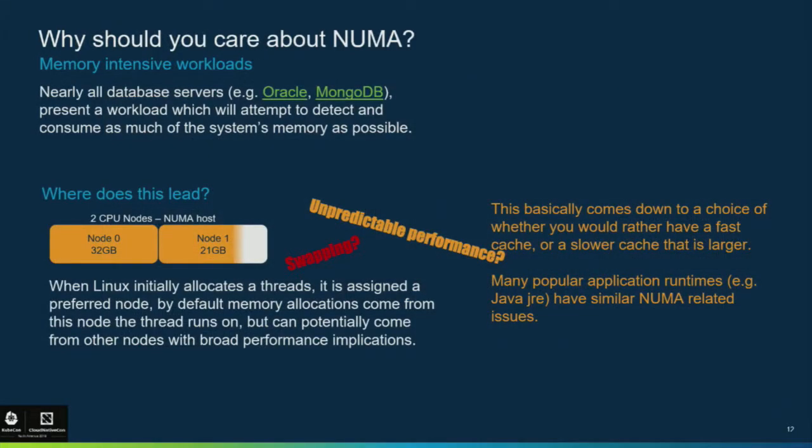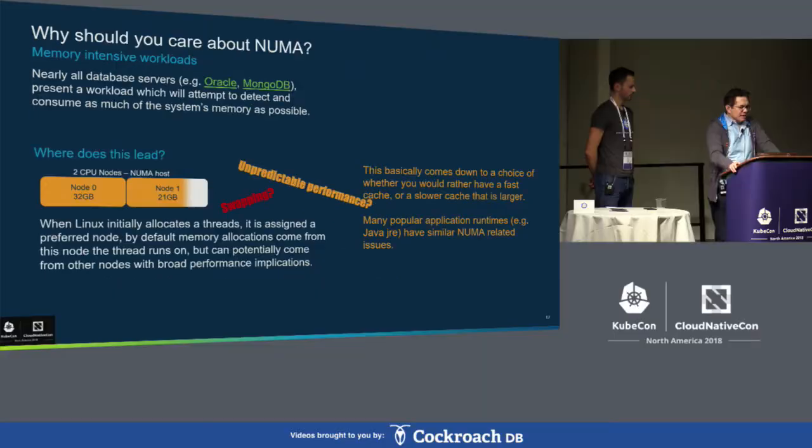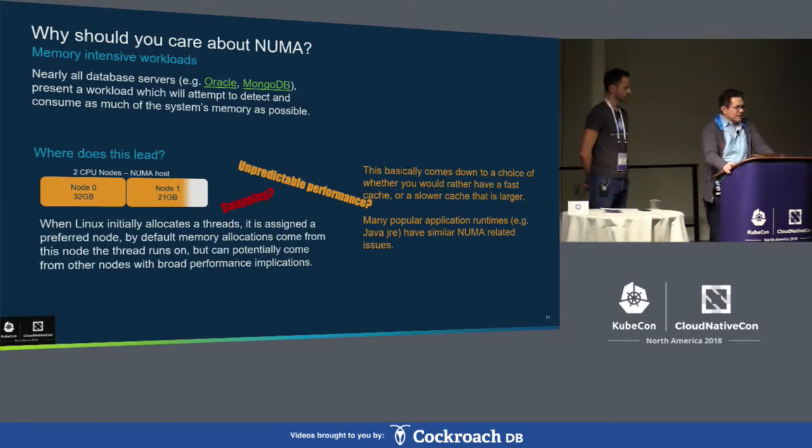So why should you care about it? Well, nearly all database servers, the legacy transactional type ones anyway, like Oracle, but also MongoDB, present a workload that will opportunistically attempt to detect and consume as much of the system's memory as is out there. And when these things get containerized under Kubernetes and scheduled onto some piece of hardware, and this doesn't matter whether it's vSphere or bare metal, that behavior can end up causing something to cross one of these NUMA boundaries.